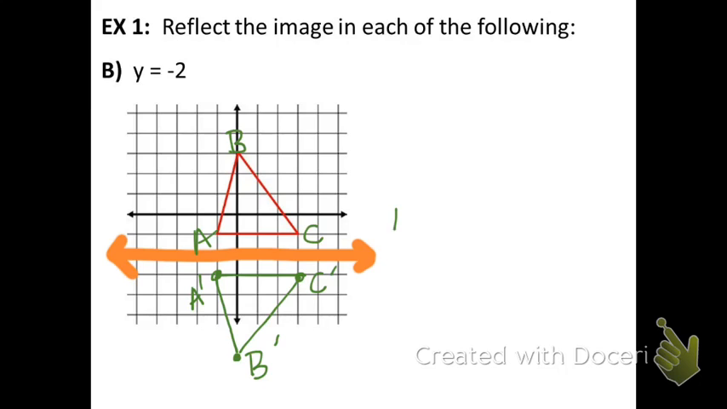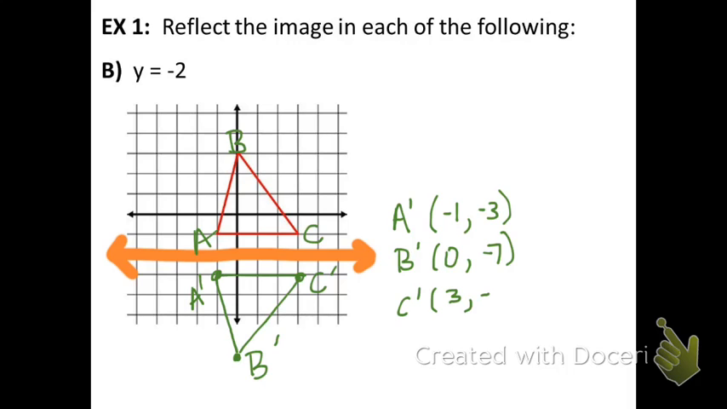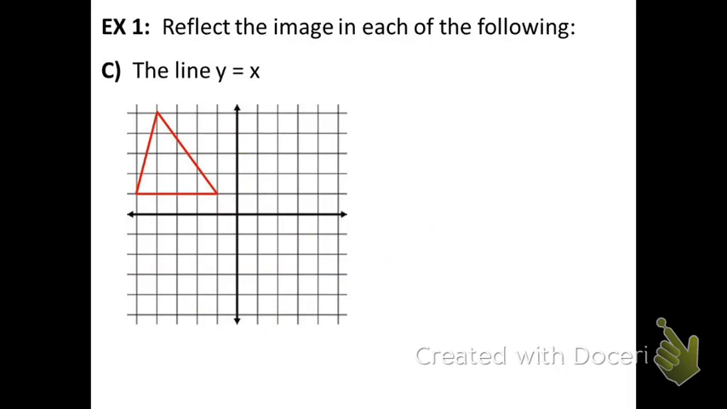We can go ahead and write the ordered pairs for those values. For A prime, it's -1, -3. B prime is 0, and let's see, 1, 2, 3, 4, 5, 6, 7. And C prime is over 3, down 3. Now you could probably come up with a rule that you could write there, but I'm not going to. It would probably require more work than just actually flipping it and writing the coordinates for the ordered pairs.